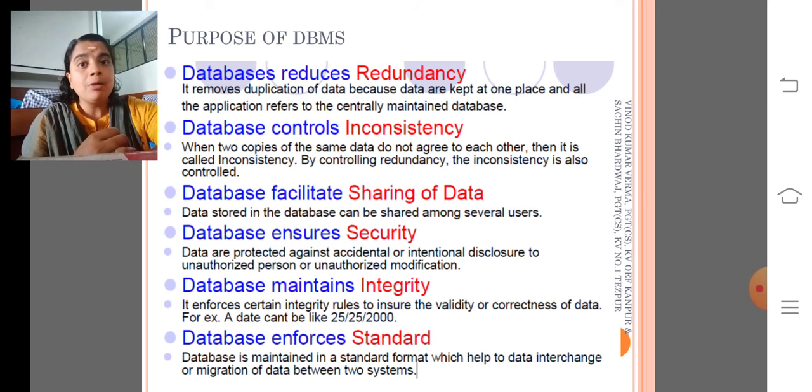My dear children, please remember the features: reducing redundancy, controlling inconsistency, facilitating sharing of data, ensuring security, maintaining integrity and enforcing standards. My dear children, please be careful while you are discussing the features. Don't confuse yourself.